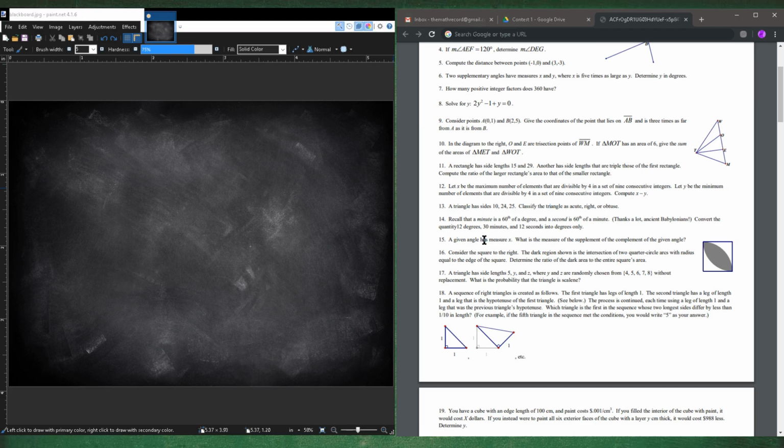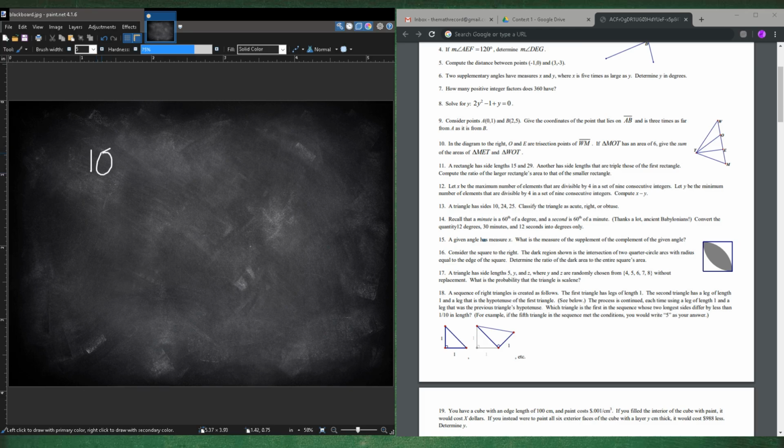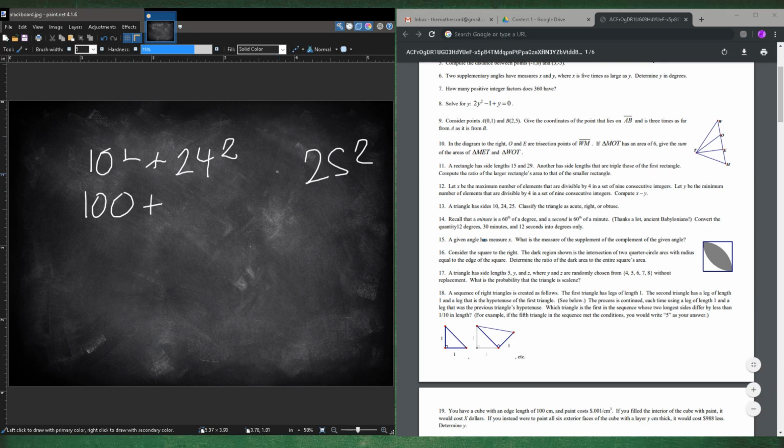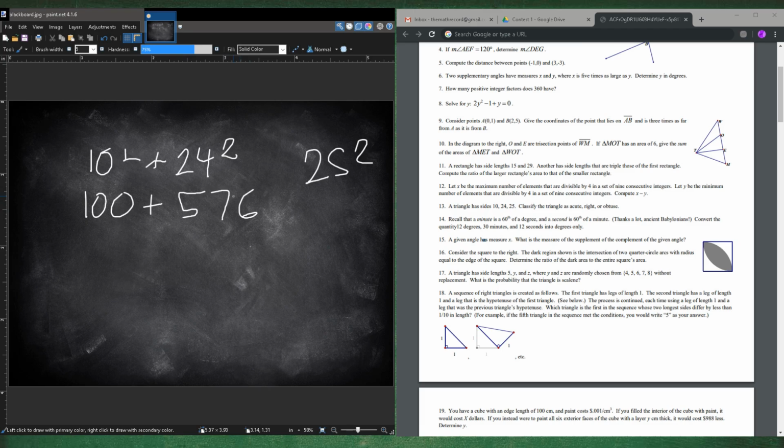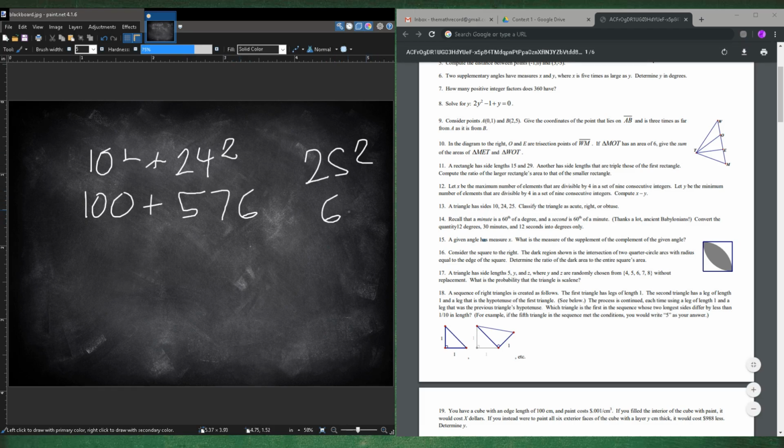And number 13. A triangle has side lengths 10, 24, 25. Classify the triangle as acute, right, or obtuse. So what you use is always the Pythagorean theorem. You have 10 squared plus 24 squared, and you compare that to 25 squared. So 10 squared is 100. 24 squared is, give me a calculator, I think it's 576. And 25 squared is 625.